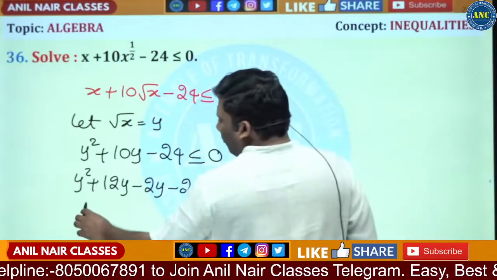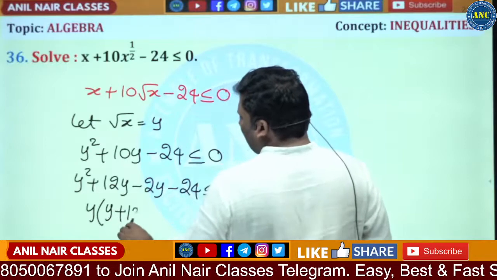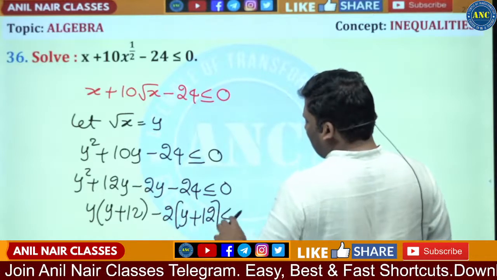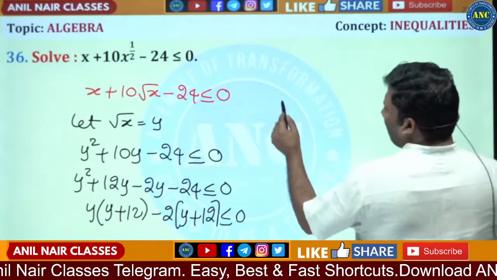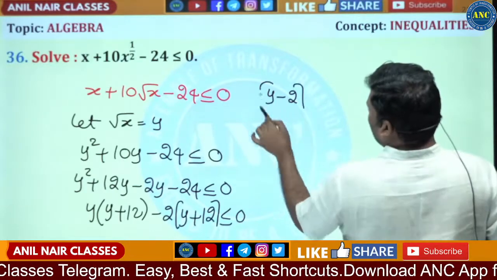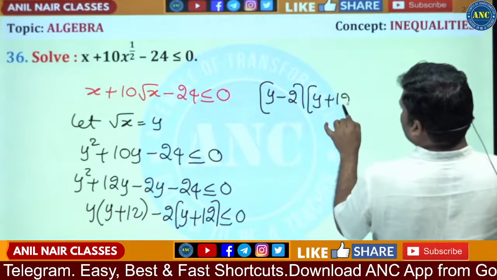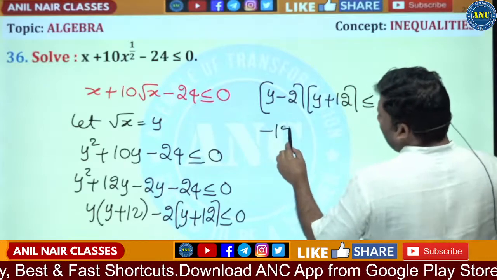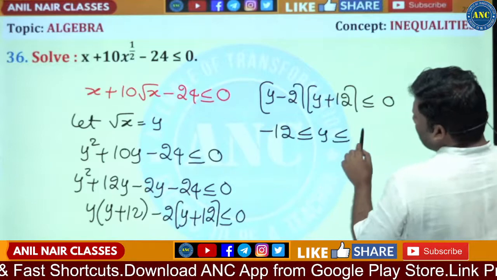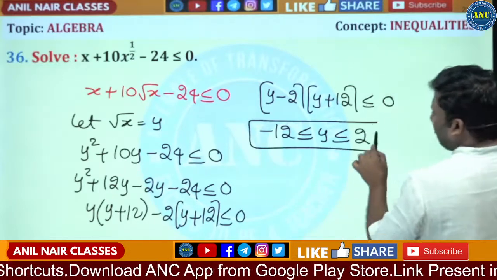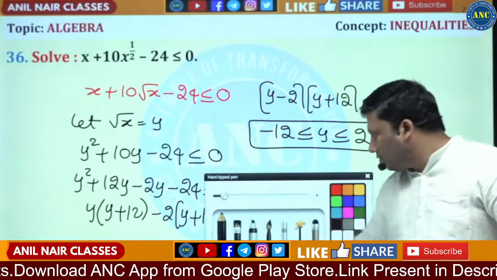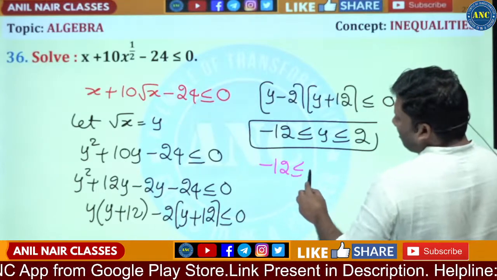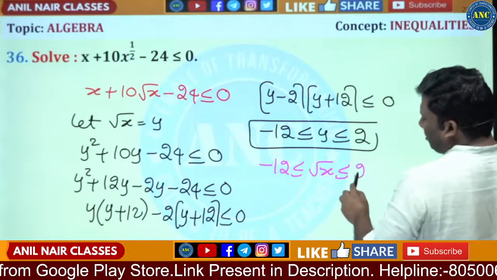y(y + 12) - 2(y + 12) ≤ 0. So here it will be (y - 2)(y + 12) ≤ 0. ≤ 0 means -12 ≤ y ≤ 2. What is y? y is √x. So -12 ≤ √x ≤ 2.